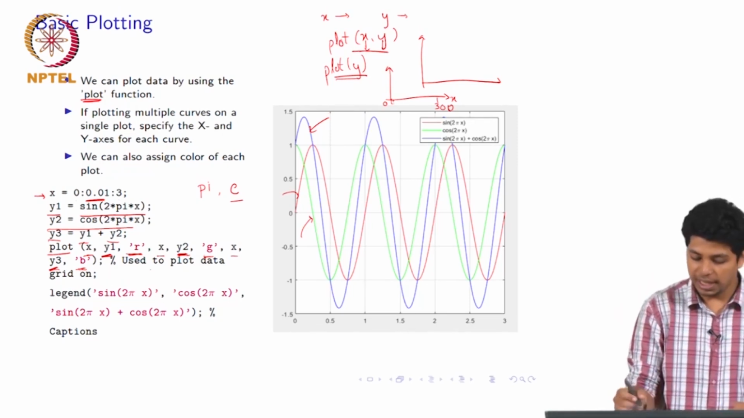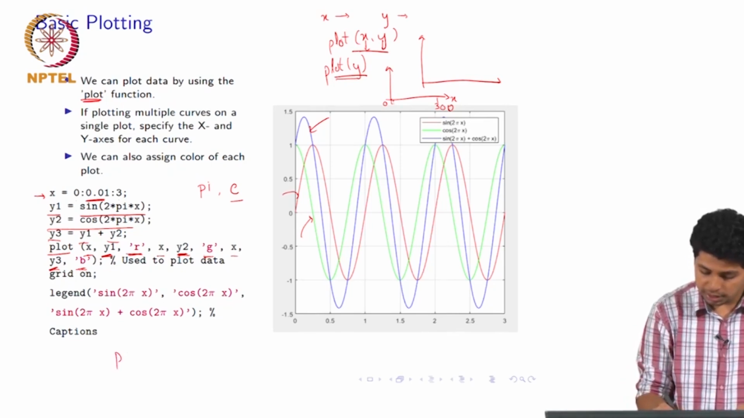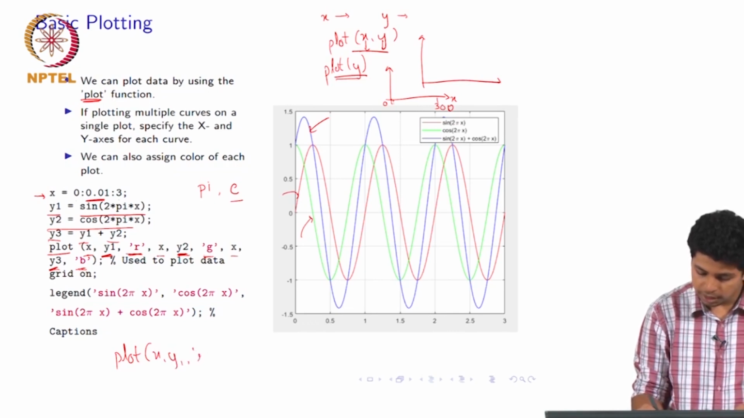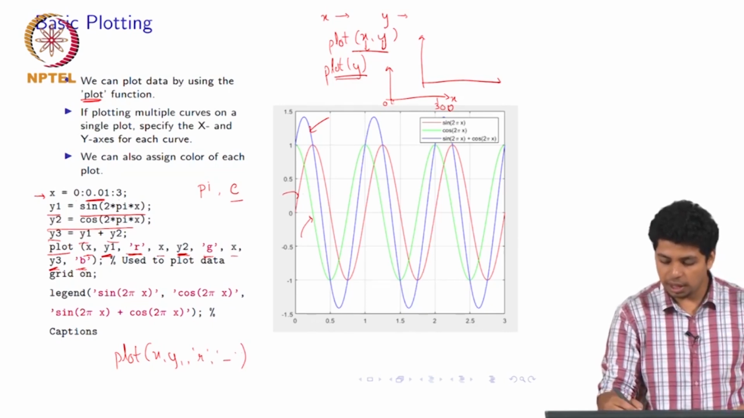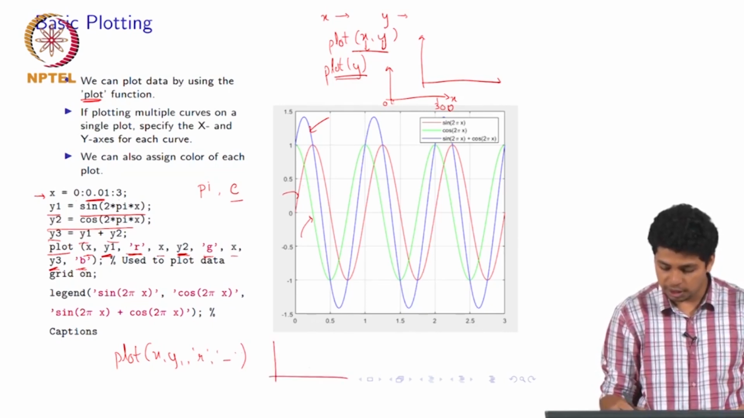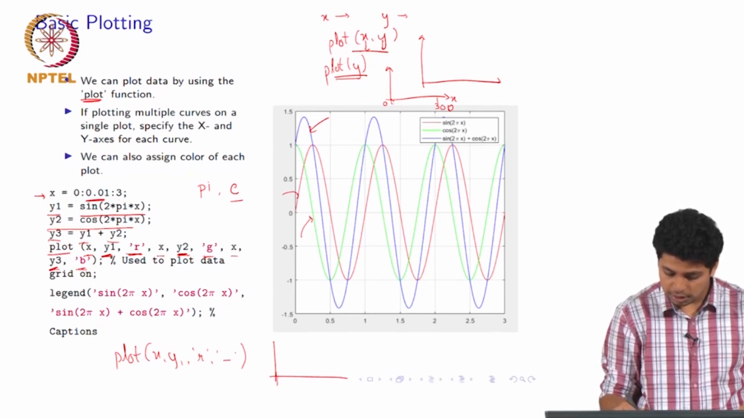What you can also do is plot different styles. If I put something like this, plot x comma y1 comma, in inverted commas r, and if I also put a dash or a hyphen here, it will give me a dashed plot instead of a continuous plot. So this one will give me something like this.